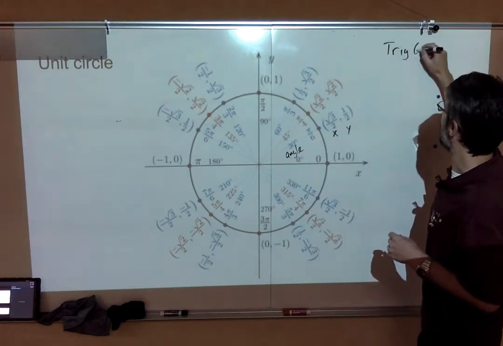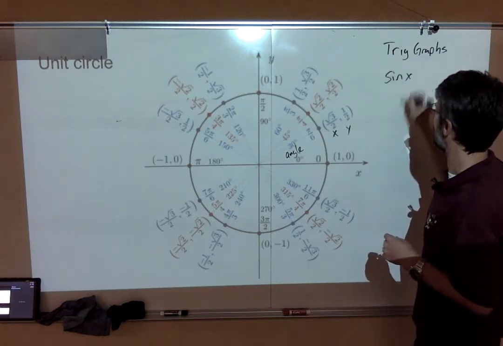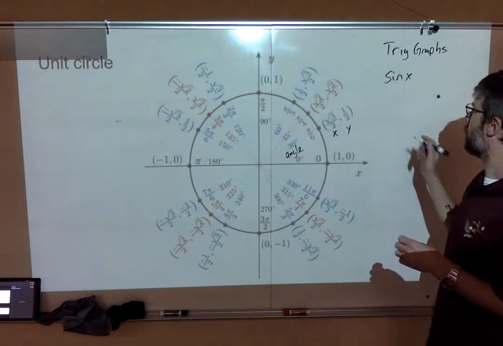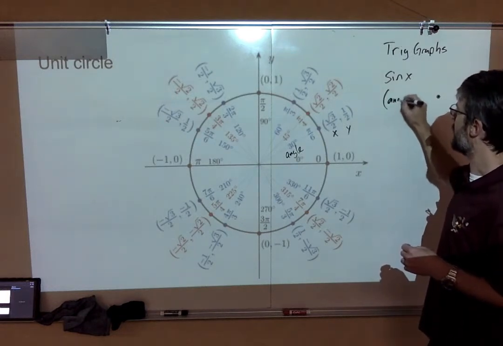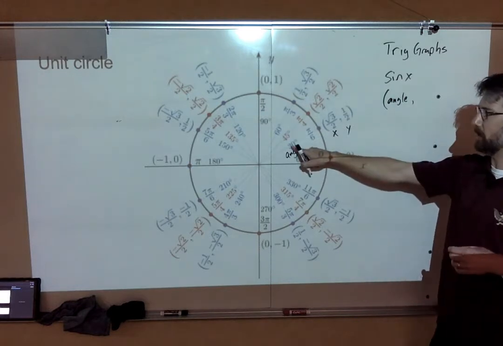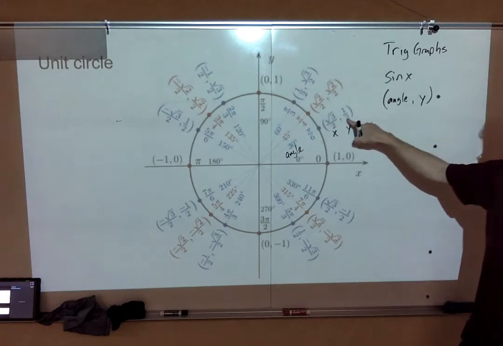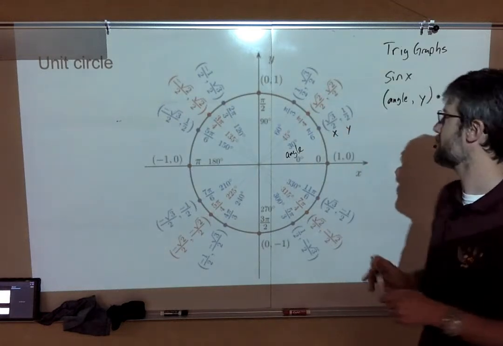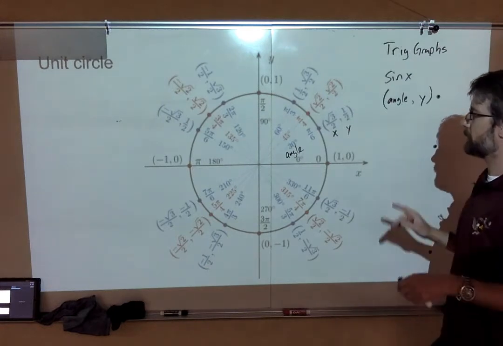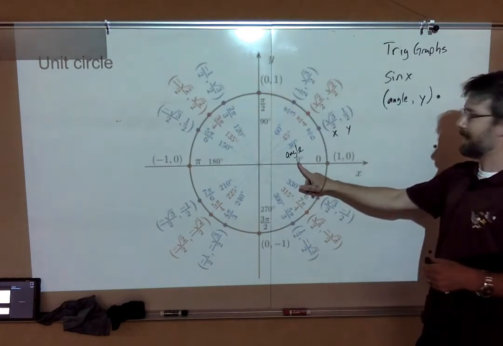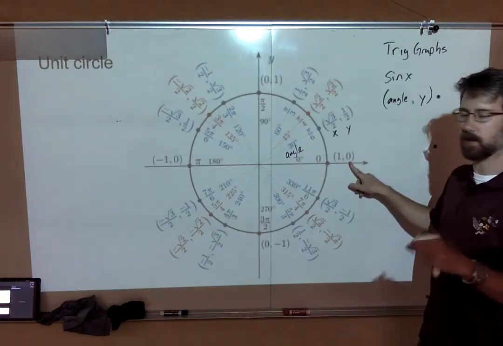So for trig graphs, what's happening here is if we look at the graph of sine of x, for every point on the graph, the x coordinate comes from the angle on the unit circle, and then the y coordinate comes from this y coordinate, which is really convenient. Sine is a little bit simpler than cosine. So if we look at some important points from it, at x equals 0, the y value is going to be 0. The height's going to be 0.